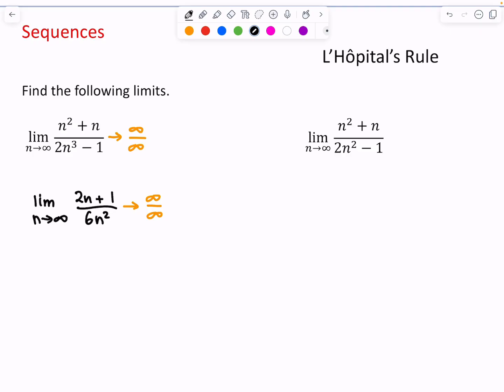And we can continue this until we no longer have an indeterminate form. So differentiate the numerator, we get 2. Differentiate the denominator, we get 12n. And this time, we get a fraction that approaches 2 over infinity, which is effectively approaching 0. Which means that the limit prior is also 0, which means the original limit is 0.